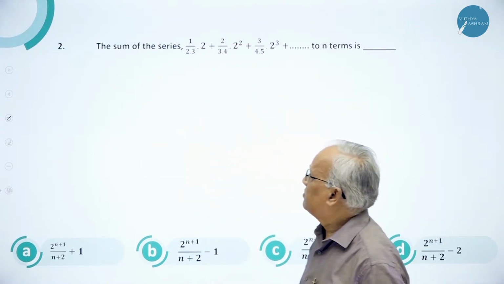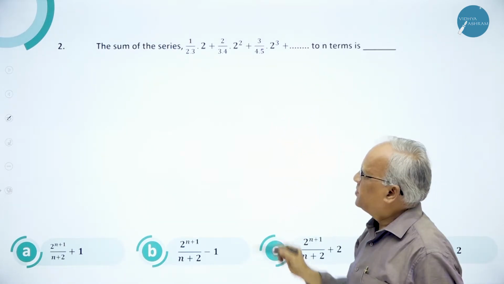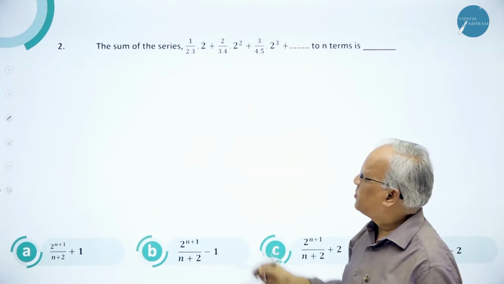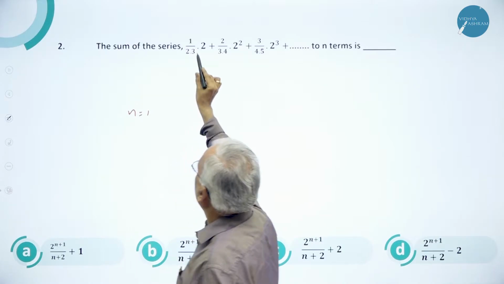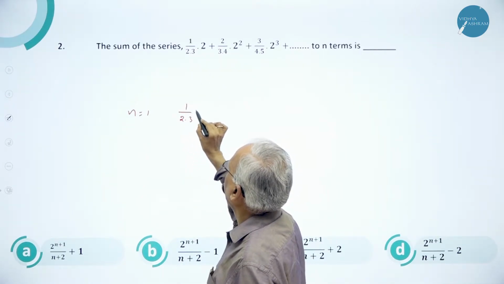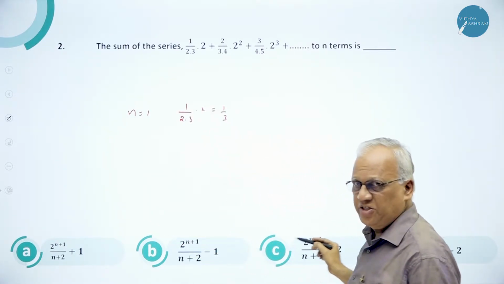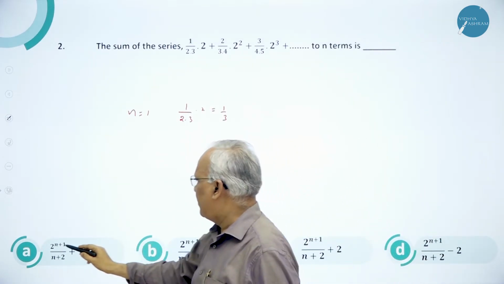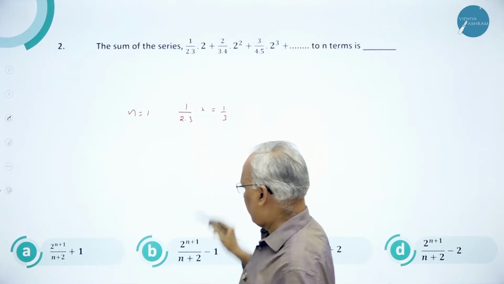Next, question number 2, the sum of the series. See, this when it is sum to n term, you need not use the general term and then apply sigma. You can just put n equal to 1. For n equal to 1, what happens? Just see, sum to one term, it is 1 over 2 into 3 into 2, which is equal to 1 by 3. Now put n equal to 1 in all these choices, whichever gives you 1 by 3, you can select it. See, if you put 1 here, 4 by 3 plus 1, which is not 1 over 3.